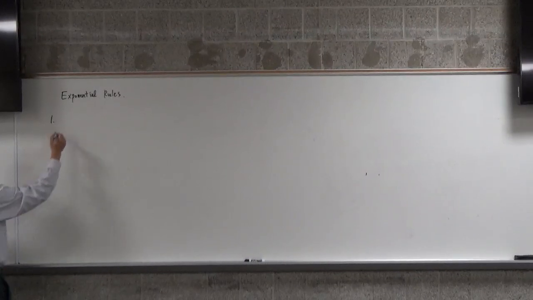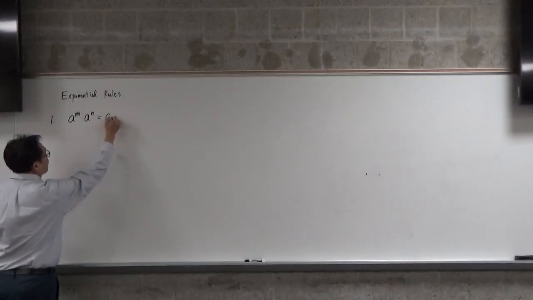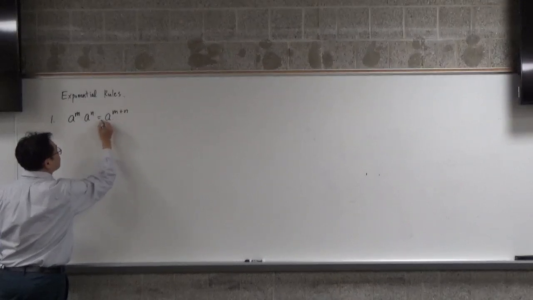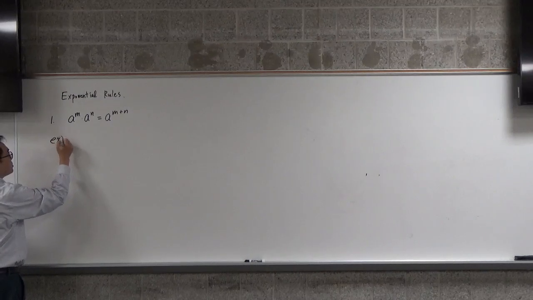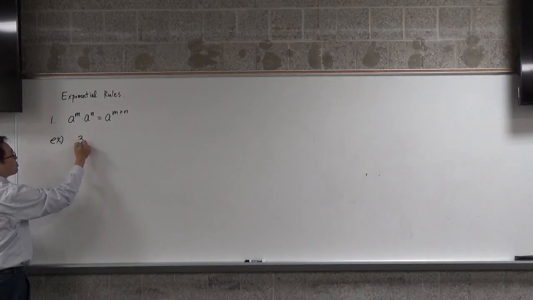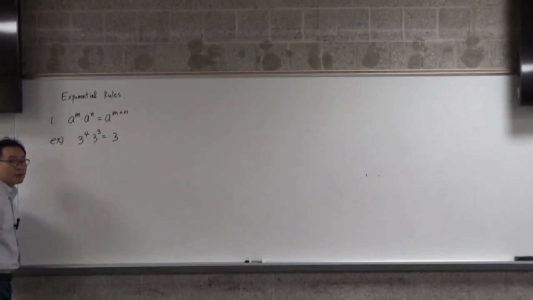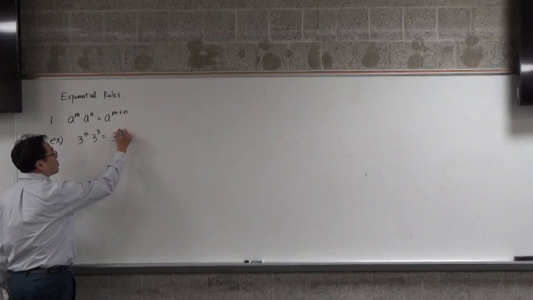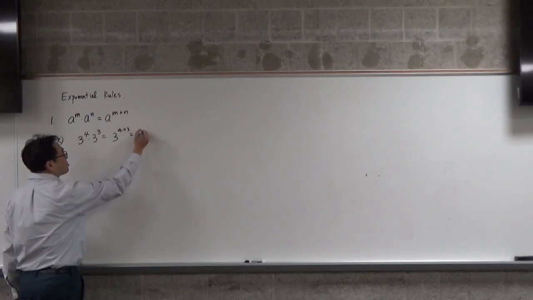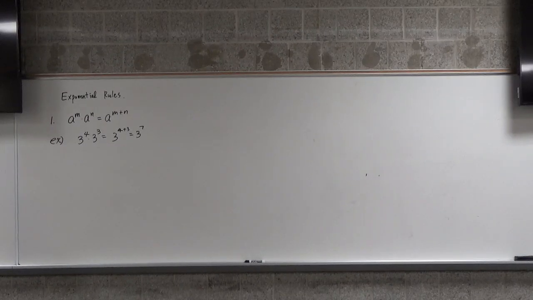Exponential rule number 1. A to the m times a to the n equals a to the m plus n. Here's a demonstration of this rule. For example, if you have 3 to the 4th power times 3 to the 3rd power, this will be 3 to what power? 3 to the 7th power, because you have 4 plus 3. That's what this rule says.